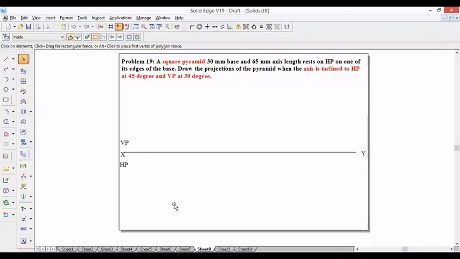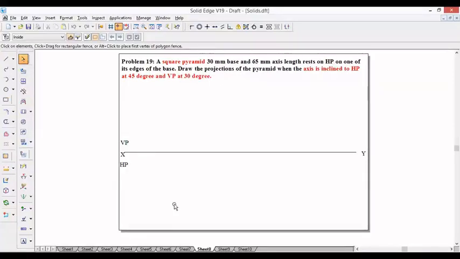So here is a similar kind of problem, number 16. If you read the problem, a square pyramid, 30 mm base and 65 mm axis length, rests on HP on one of its edges of the base. That means the first position is going to be the same as the previous problem we dealt with. Draw the projection of the pyramid when the axis is inclined to HP at 45 degrees. So here also the axis is going to be inclined to HP at an angle of 45 degrees.